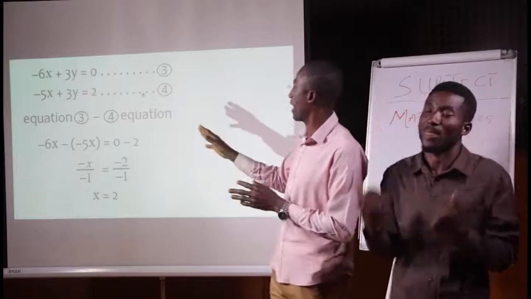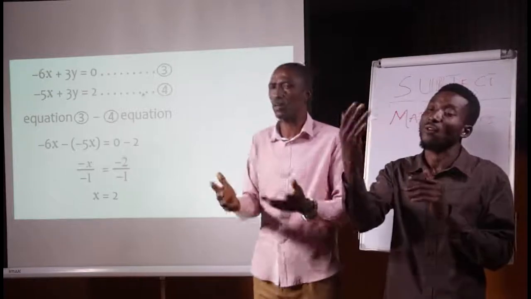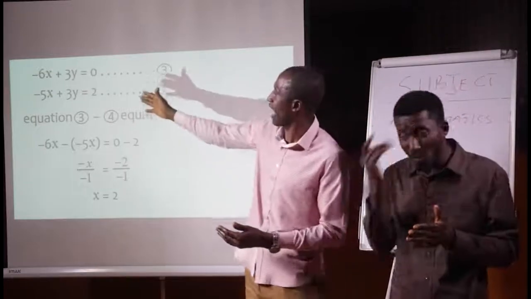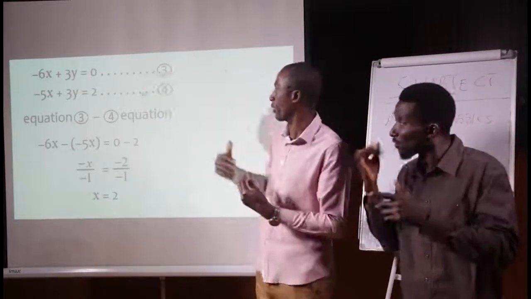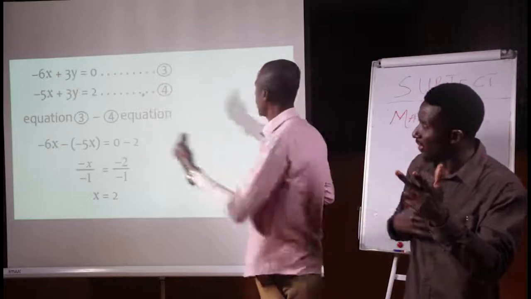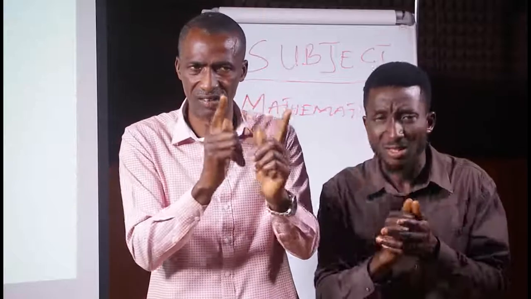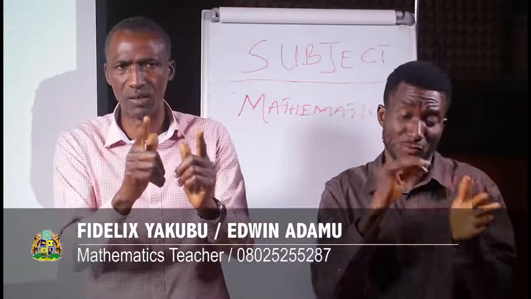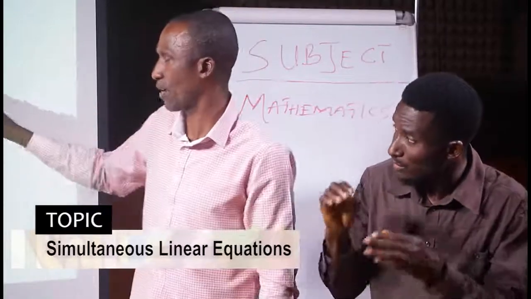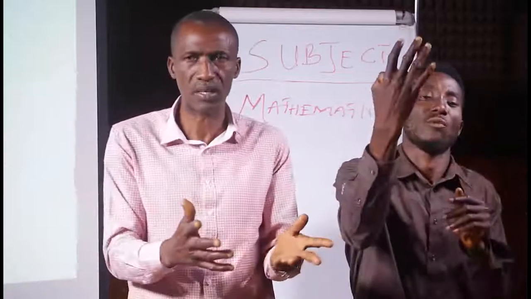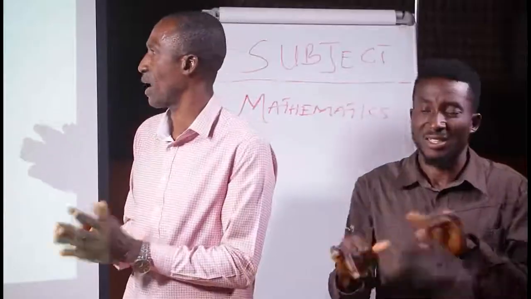Now, the next step, I said, equation 3 minus equation 4. Why are we subtracting? Because when you look at the sign of the balancing term, which is y, in the third equation the coefficient of y is plus 3, and in the fourth equation the coefficient of y is also plus 3. You can now see that the two signs are the same, and the rule of the elimination method says to subtract. That is why I chose to say equation 3 minus equation 4. You can also choose to put it this way, equation 4 minus equation 3. You still arrive at the same answer.